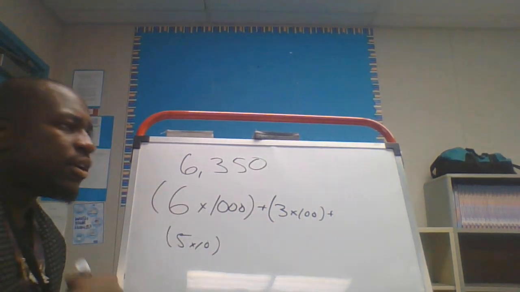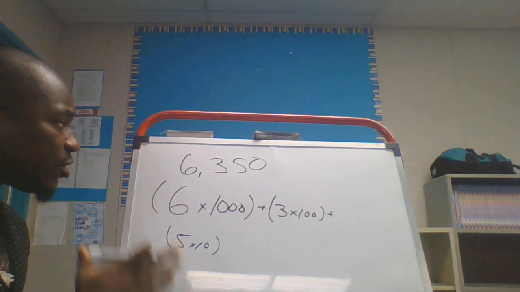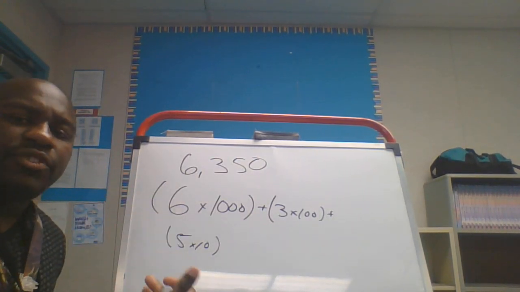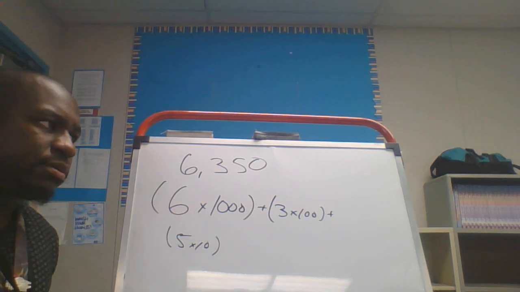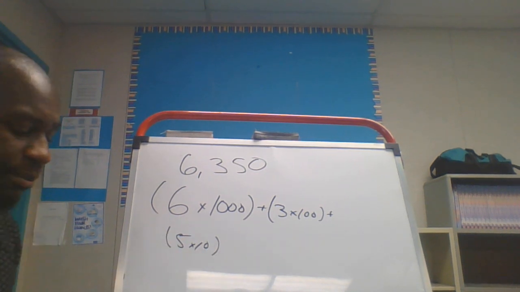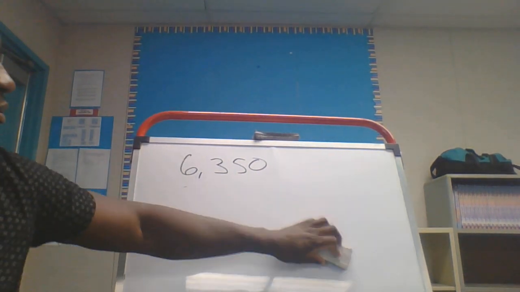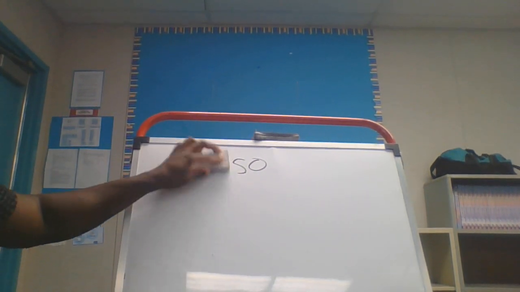And the 0 doesn't add any value to our numbers, so we don't even have to worry if we see a 0. No matter where the 0 is at, you don't have to put 0 times 1 or 0 times 1,000 or something. You can just ignore it. Another thing is, let's change this number slightly.